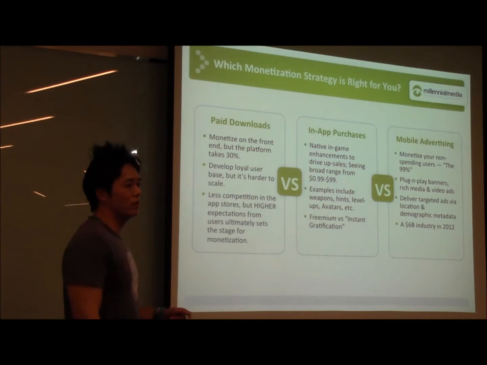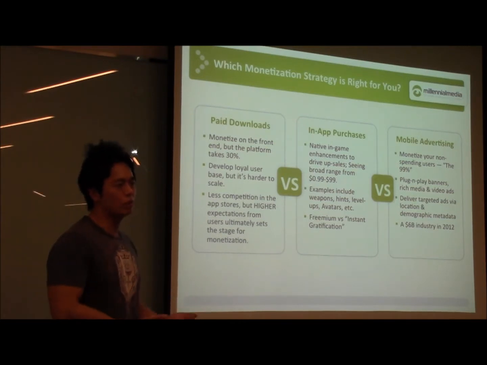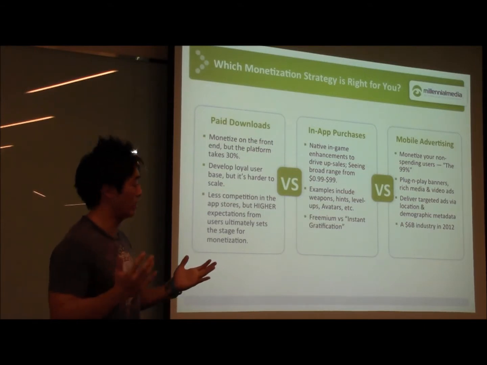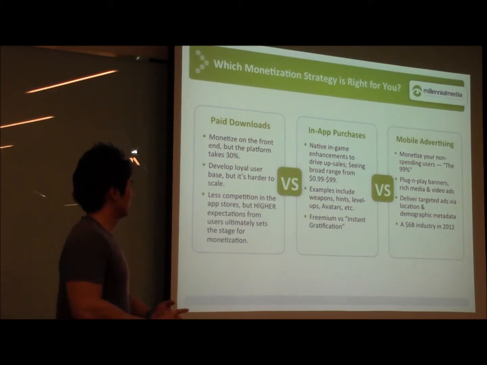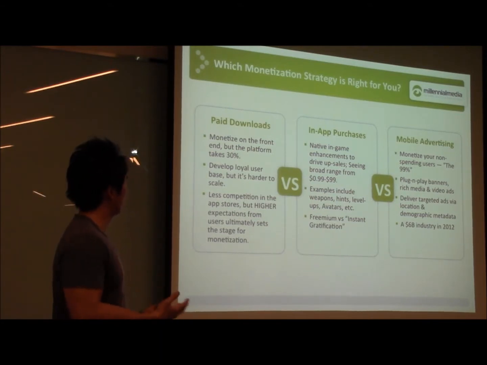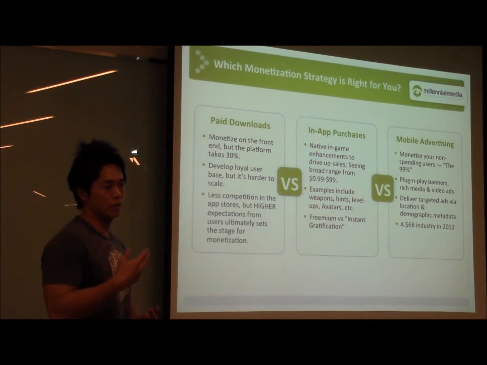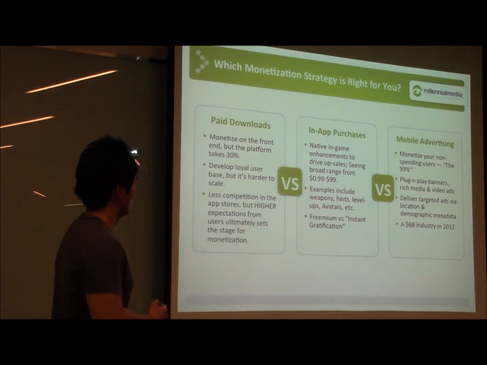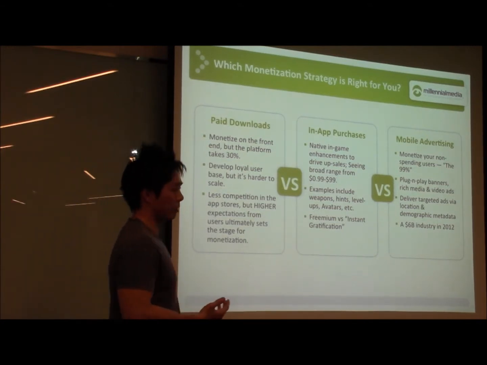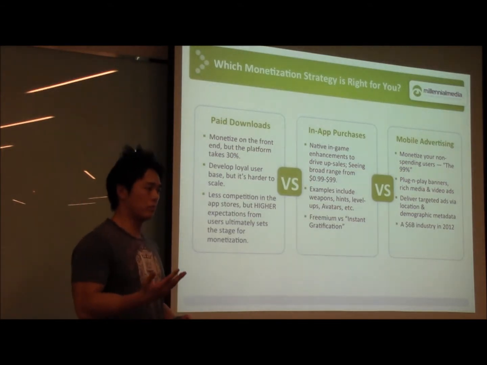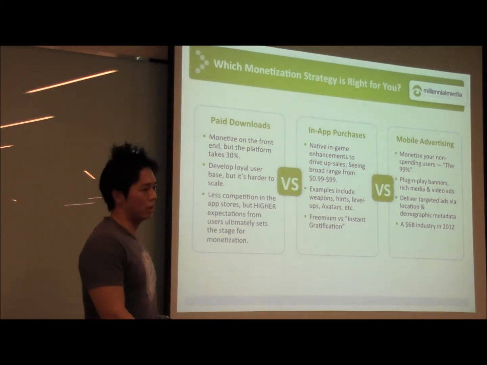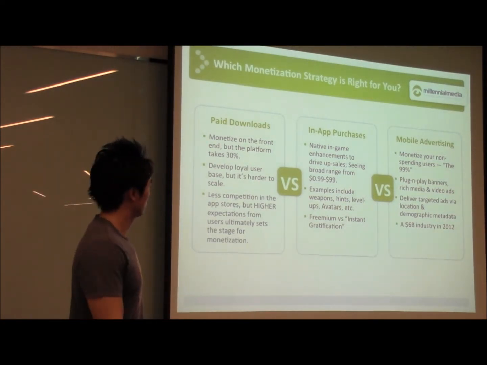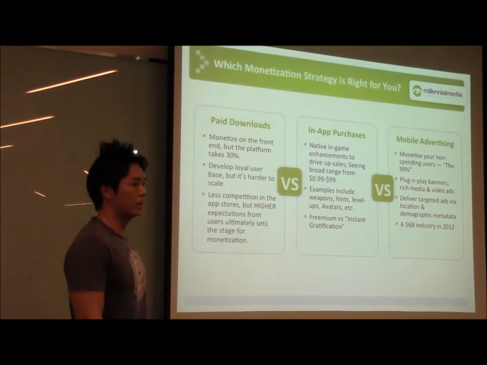So paid downloads is something that we all love as developers. Who wouldn't want users to just outright pay us money upfront, right? And then we don't have to worry about anything. So it's great, everybody loves it. But one thing you have to take note of is that platforms take 30% of your selling price. That's actually quite a bit. If you think about 99 cents, the most acceptable price point for most people, 30% off of that, you get, what, like 69, 68, right?